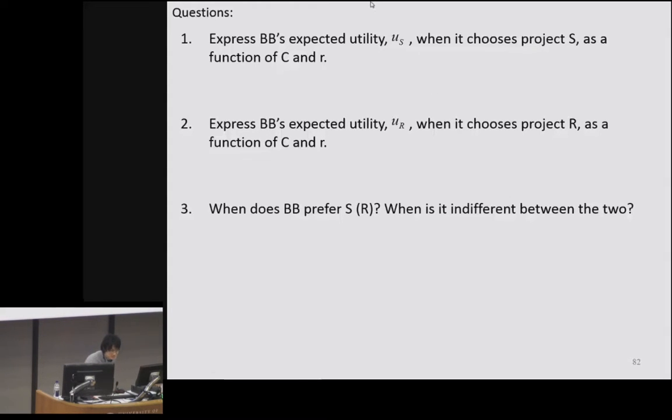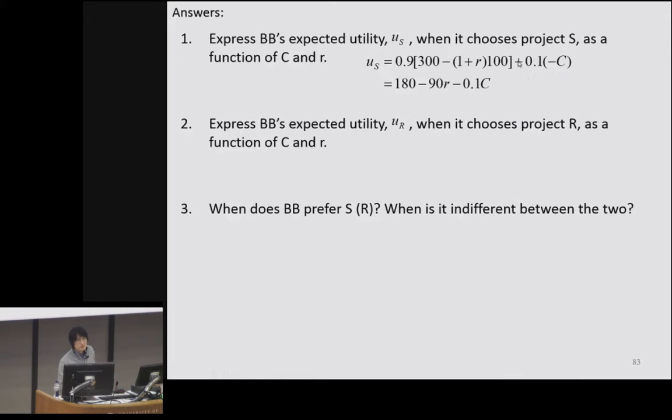Okay, question 1. Express Brown Bakery's expected utility from selecting the safe project, U of S. Brown Bakery's expected payoff from selecting the safe project. This is it. There's a 90% chance of the project succeeding, and the project will make £300. This is the payment to the bank, 100 times (1 plus the interest rate). Before, that was it, but now we have this extra term because collateral is included.